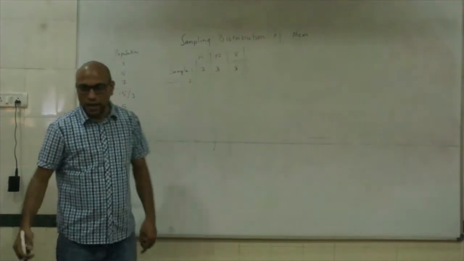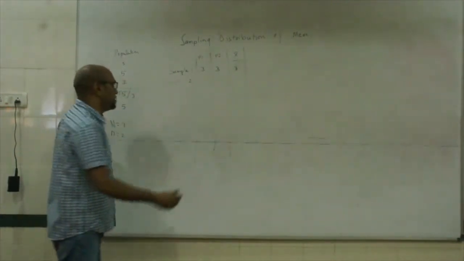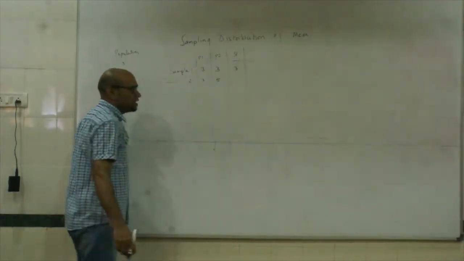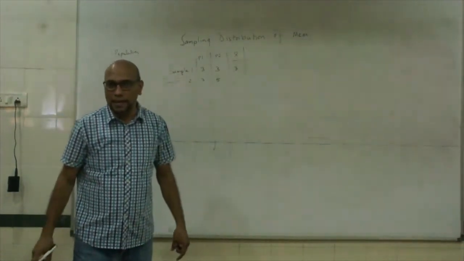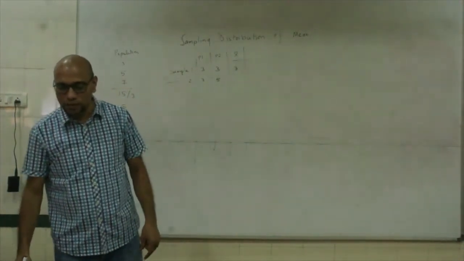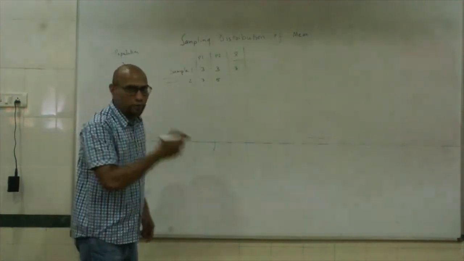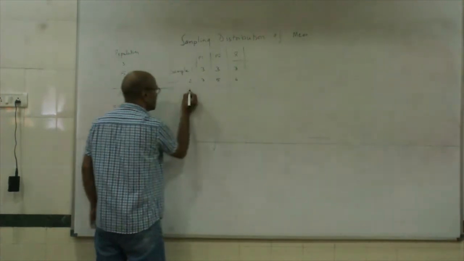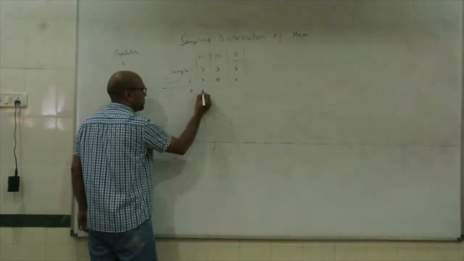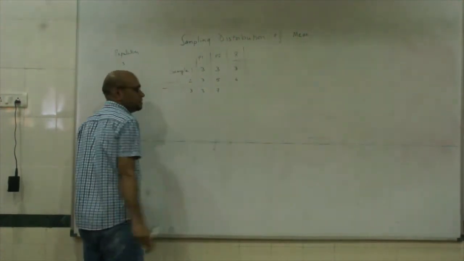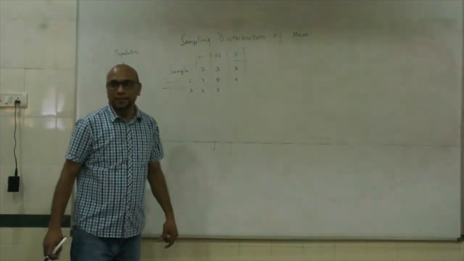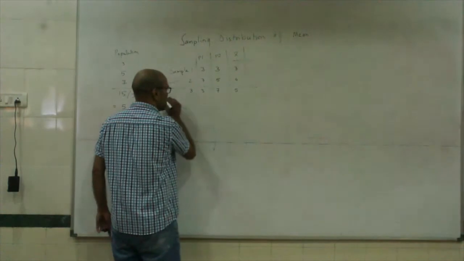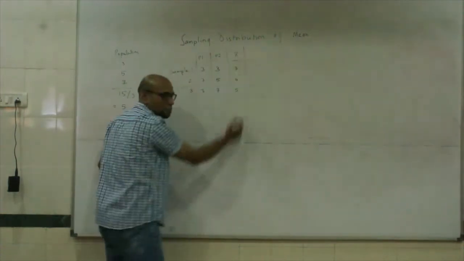Now suppose I go for the second sample. The second sample is 3 and 5. Okay, 3 plus 5, 8 upon 2. The mean is 4, right? Mean is 4. Okay, I take the third sample. It is 3 and 7. Okay, 3 and 7, 10 upon 2, 5 is the mean of this sample. So these are my sample means.